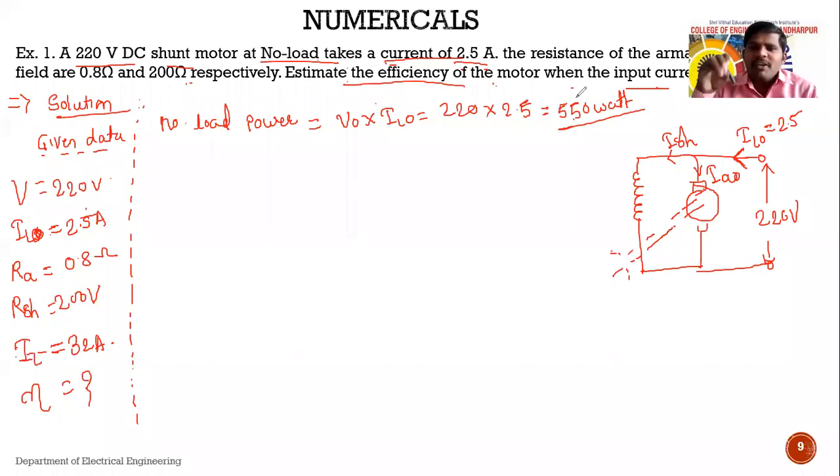So for calculating copper loss, if this copper loss can be subtracted from this no load power, we get the constant losses. Okay, no load power madhun jar mi copper losses minus kele, I will get the value of constant loss. Okay, now see what is the formula for calculating copper loss? No load copper losses. I will calculate here the no load copper loss.